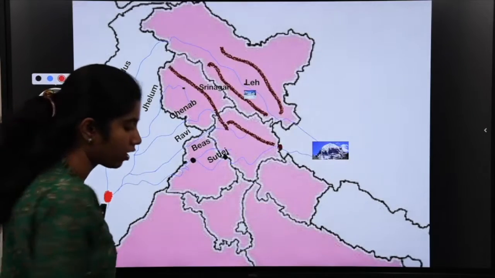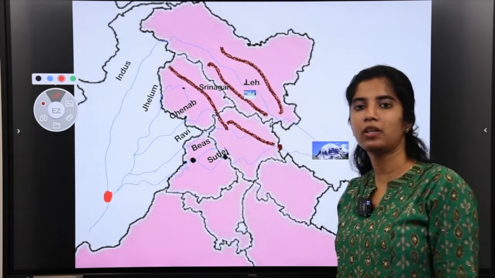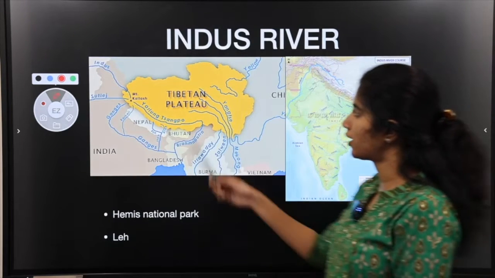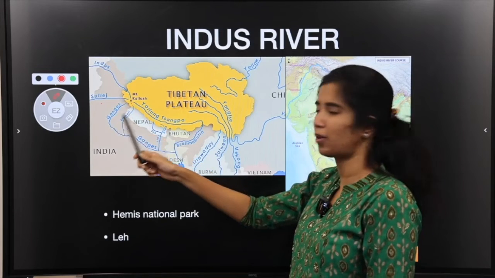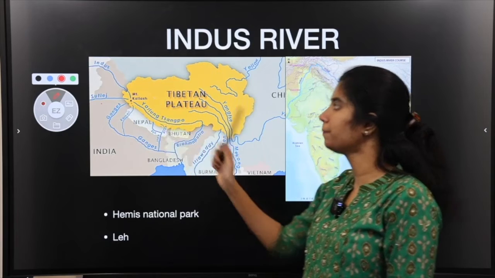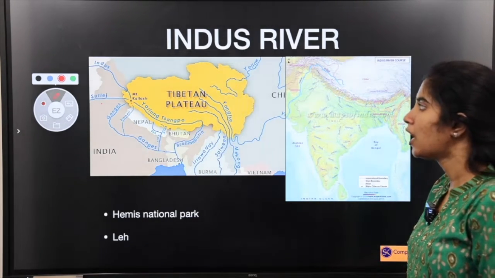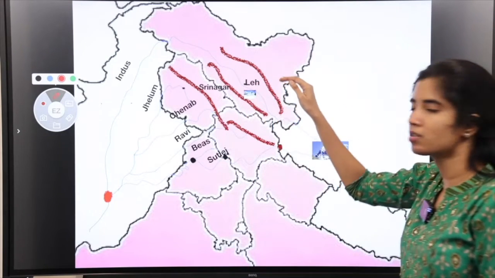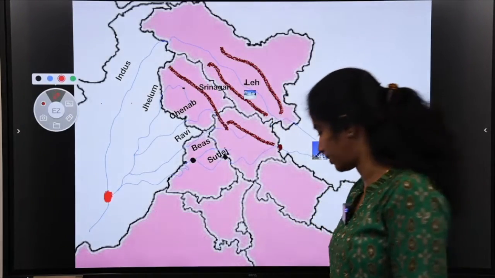So the major places are the city of Leh and Hemis National Park. It's sandwiched between the Karakoram and Zanskar ranges. It originates in the Tibetan plateau near Mount Kailash. You can see other rivers also, Satluj, Ganga, which we'll see in further slides and other videos, and the Brahmaputra, all originating in the Tibetan plateau. The snow melt from the glaciers of the Karakoram range and Zanskar range is the main source of water to this Indus River.